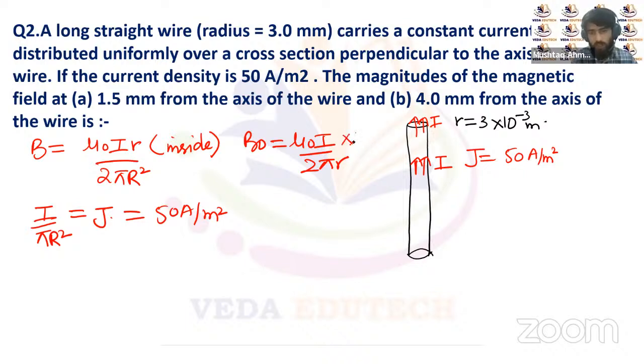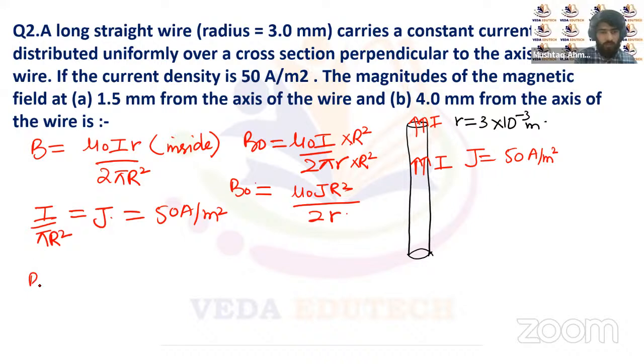Similarly, if you multiply by r square and divide by r square as well, we can replace I upon pi r square with the current density. It will be mu naught J multiplied by R square upon 2r. So this is the magnetic field outside in terms of the current density. Similarly, the magnetic field inside in terms of current density will be mu naught r upon 2 multiplied by J.